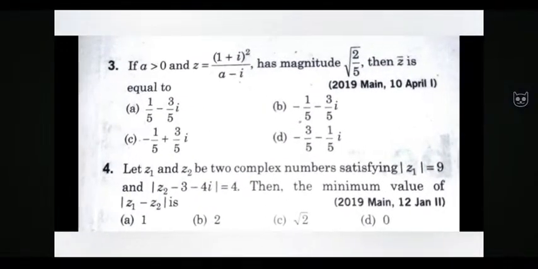If a is greater than 0 and z is equal to (1 plus i) whole square divided by (a minus i) has magnitude square root of 2 by 5, then z bar is equal to.